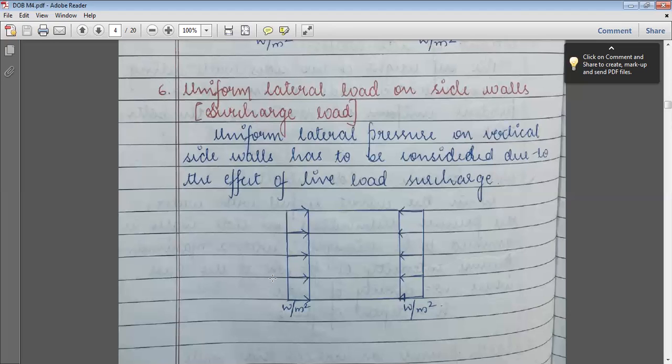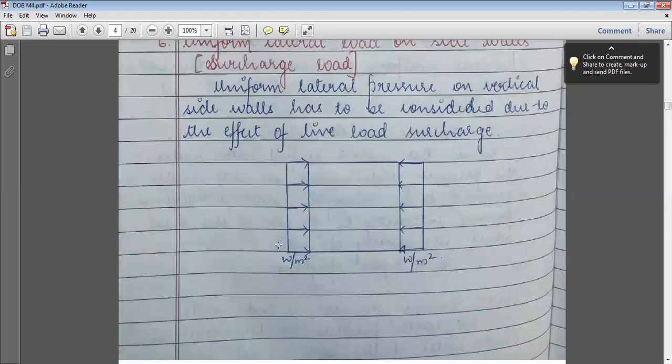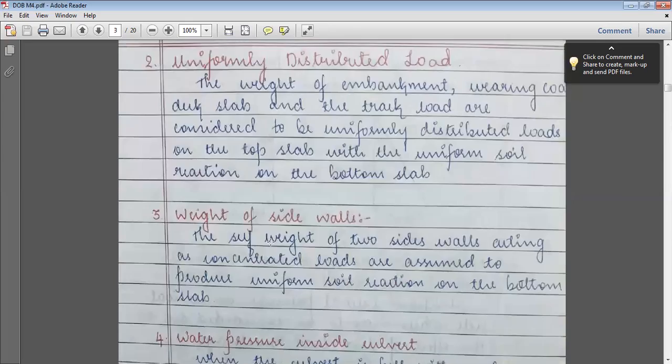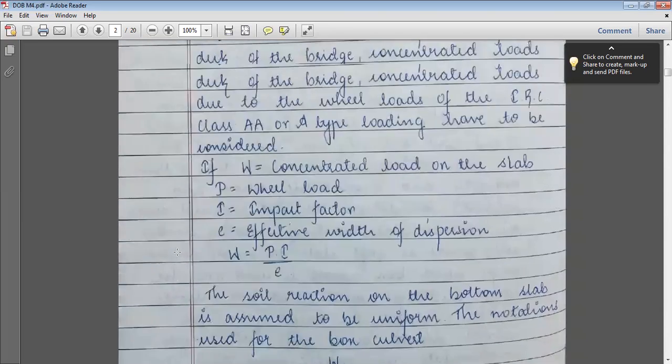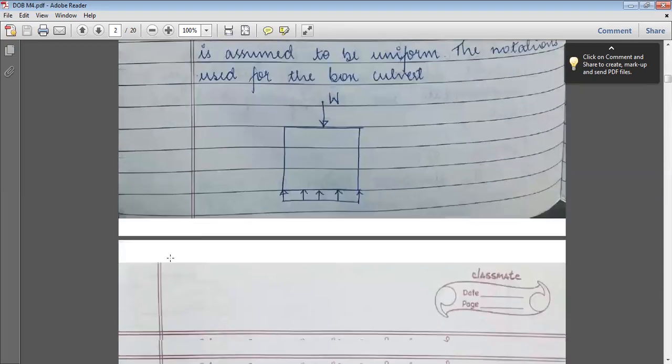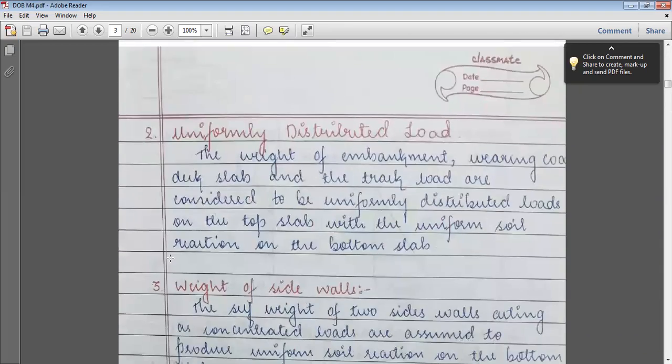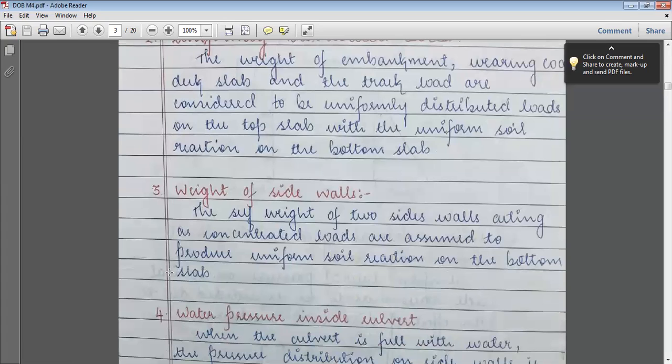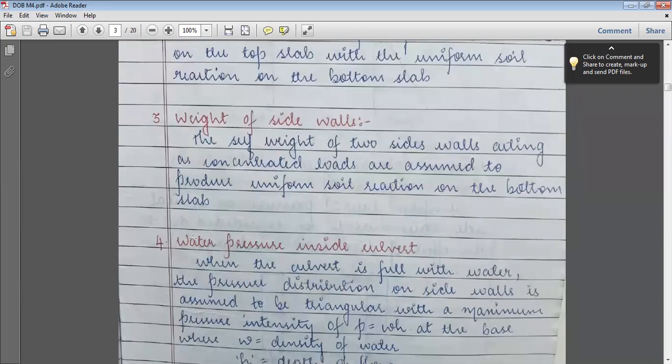Those additional loads have to be considered on the side wall of the box culvert, so that is called as surcharge load. Totally 6 loads we have for the design of box culvert. We will revise it. First one, concentrated load due to the axle. Second one, uniformly distributed load due to the self-weight of wearing coat, embankment, deck slab and all. Next, weight of side walls, which is a concentrated load.